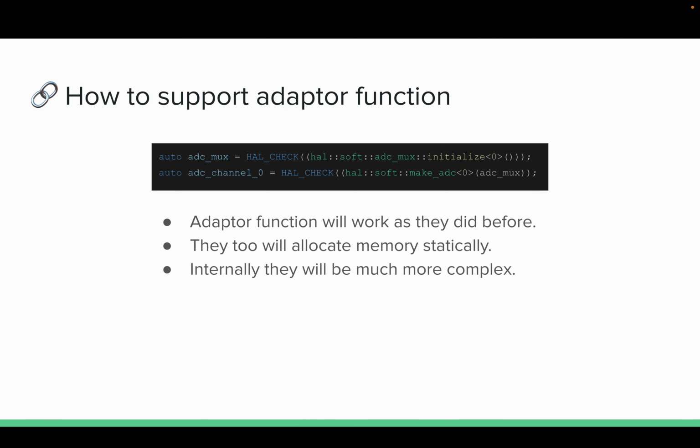And then for adapter support, it works exactly the same. You'll initialize whatever thing you want, and then you'll pass this into whatever your make thing is. So in this case, we have an ADC mux. We want to separate out all the individual channels. So we will pass ADC mux in there, and then we'll say the channel that we want is 0.